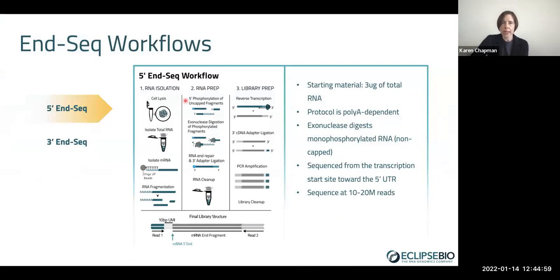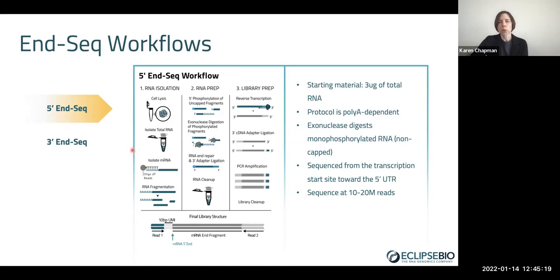So I'm not going to take you through this workflow in detail. I'm just going to mention the basic element of the protocol. All of this is on our website if you really want to dive into it in more detail. But basically for 5' End-Seq, there's sort of an indirect selection for the cap structure.